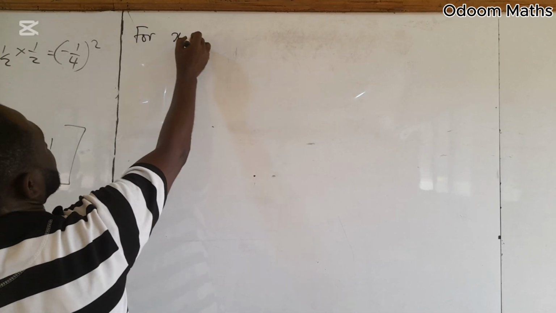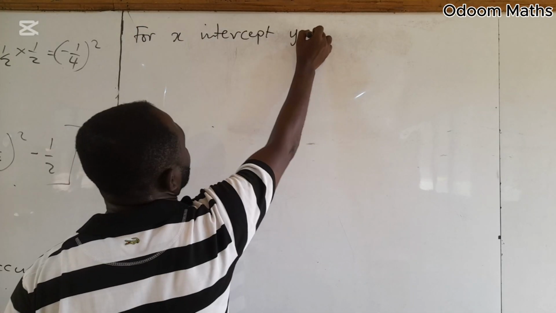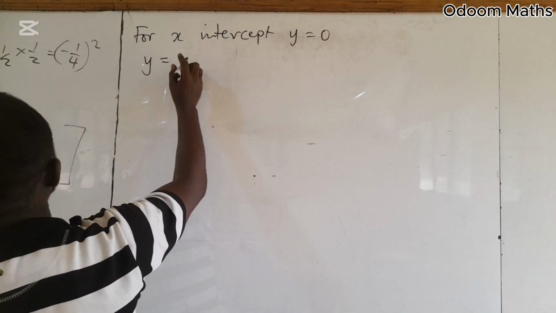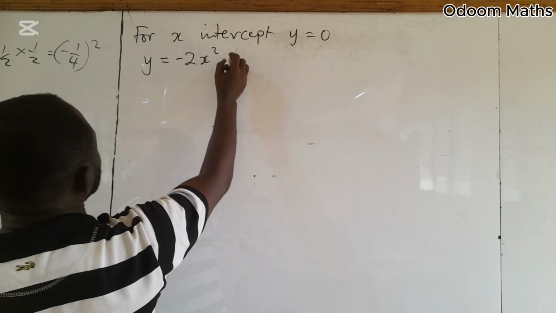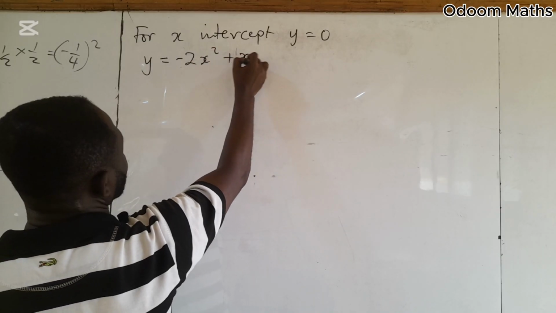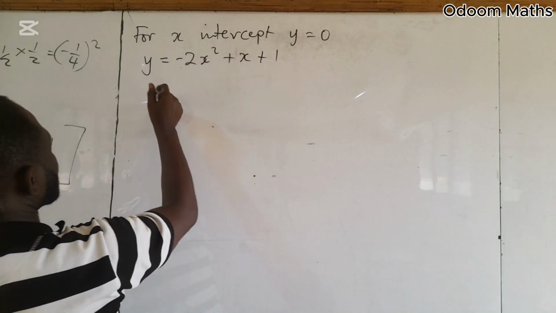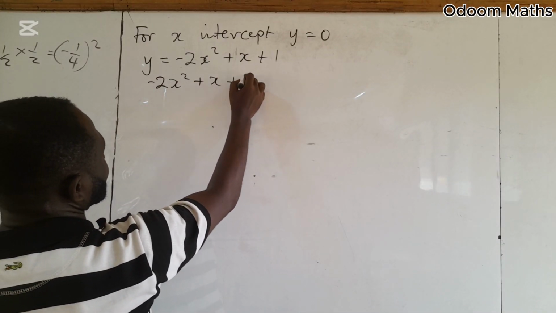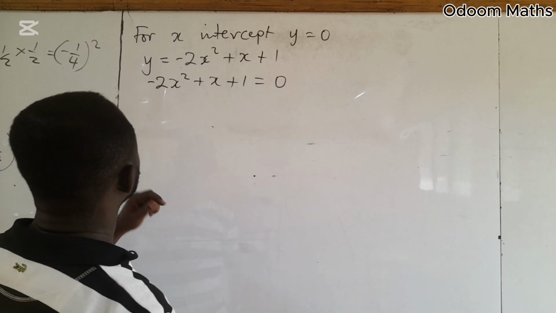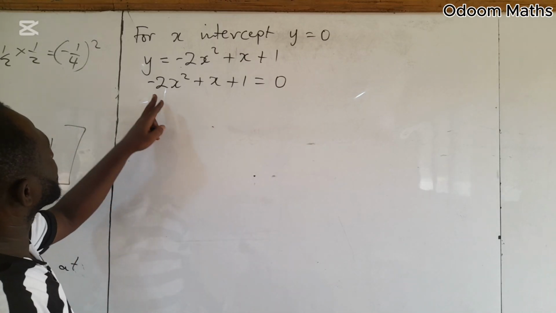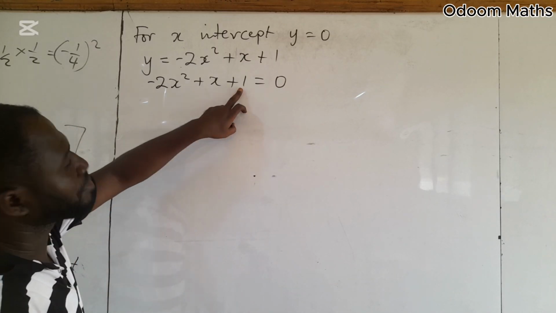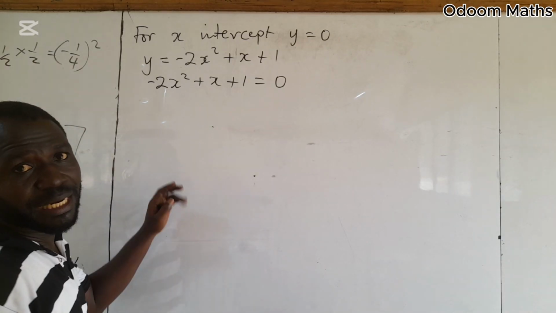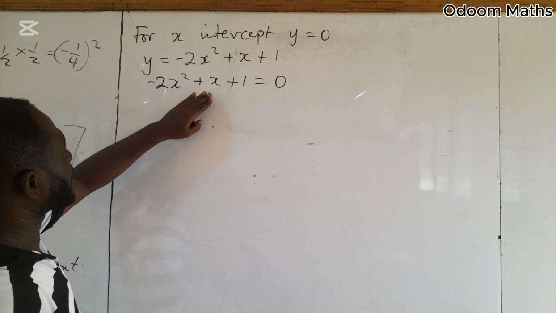So for x intercepts, y should be 0. So in that case, y is equal to -2x squared plus x plus 1. Here it should be 0. So -2x squared plus x plus 1 should be 0. Okay. So let's solve for this. Now, if I multiply this and this, I'm going to get -2. Factors of -2, we have plus or minus 1, plus or minus 2. So we can fix that one here.